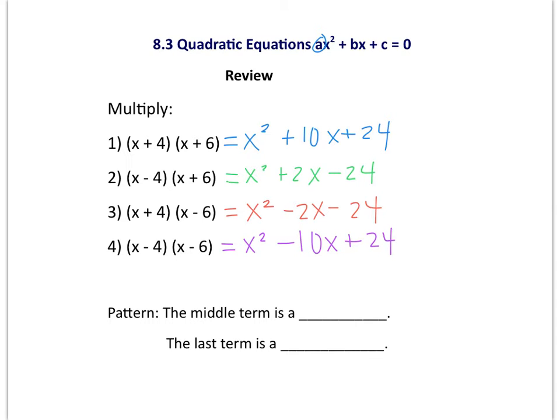Their middle terms might be slightly different, and their last term of 24 is either positive 24 or negative 24, but the pattern that we notice is what? The middle term is a blank, and the last term is a blank. Do you know what words we could put in for those empty spaces? Yeah, so the middle term, again, we get 10x or 2x or negative 10 or negative 2.